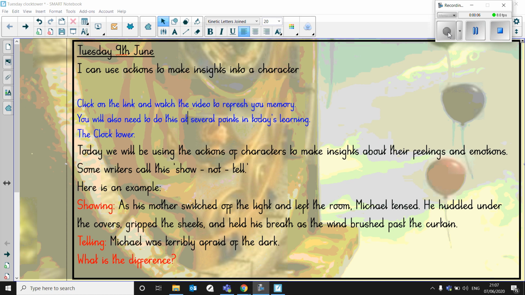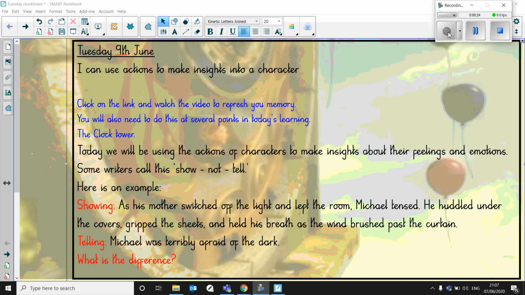So today we're going to be using actions to make insights into a character. We're going to be playing detective. You're going to need to quickly watch the video again to refresh your mind, and you might also want to do so at several points during today's learning.